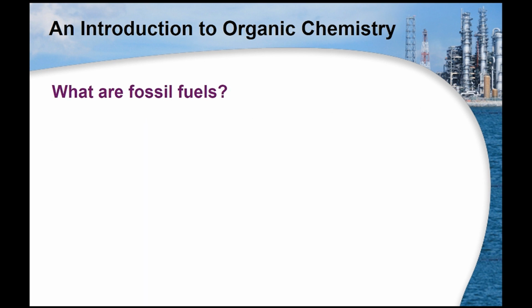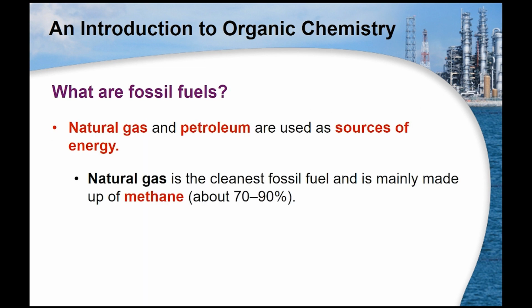Natural gas and petroleum are the main sources of energy that we use. Natural gas is actually the cleanest form of fossil fuel, and it's mainly made out of methane. Methane, according to what you learned last time, has the formula CH4. About 70 to 90% of natural gas is actually methane. But the one that we usually spend more time talking about in this chapter is petroleum.